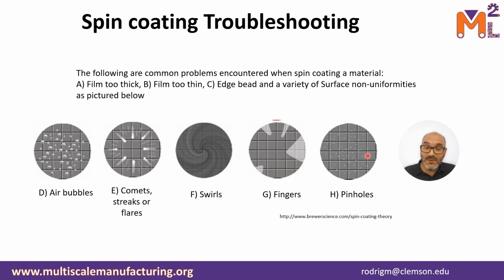In those cases, always check your cleaning process and also check the quality of the photoresist itself. Sometimes photoresists that have been sitting for a long time, their compositions might start changing, and that might lead to different problems in your process.